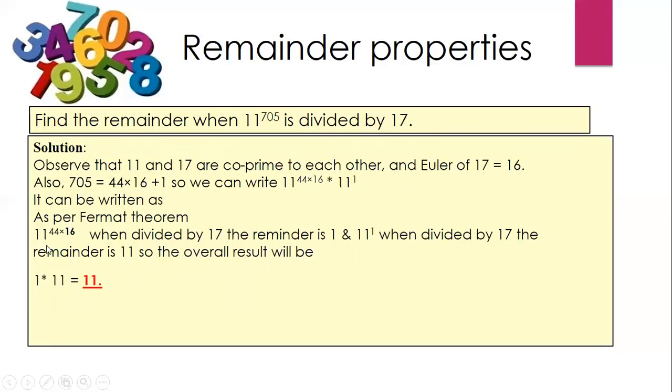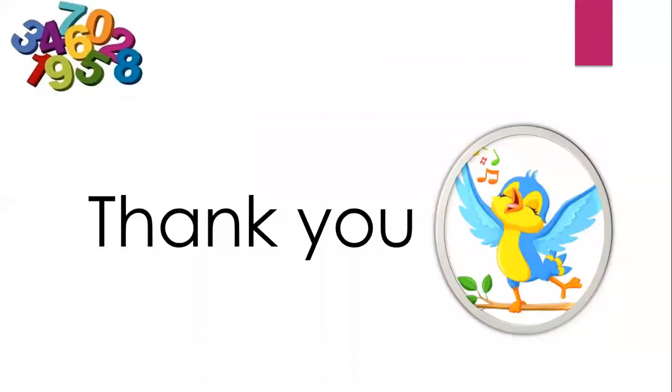As per Fermat's rule, 11 power 44 into 16 when divided by 17, our remainder will definitely be 1, right? 11 power Euler of p when divided by p will always have remainder 1. Then we are left with just 11 power 1. 11 power 1 when divided by 17, the remainder is 11. So 1 into 11, our answer will be 11. So whenever we want to apply Fermat's theorem, we just need to check whether this number and the divisor are both co-primes. If both are co-primes, then definitely we can apply this rule and find the answer.